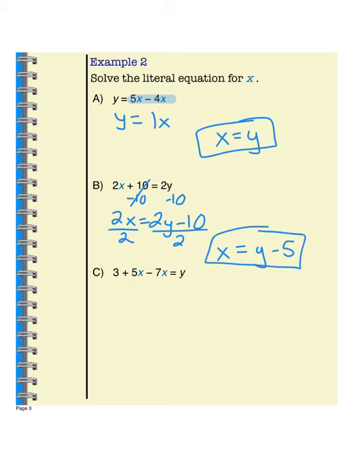All right, and this is where I encourage you to pause the video, see if you can do C by yourself, and then check back to see if you got it right. All right, I'm going to solve for x now.